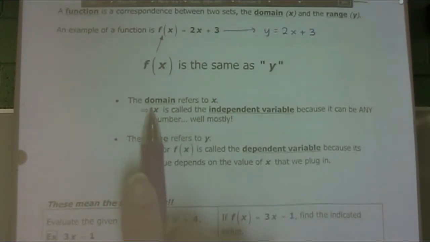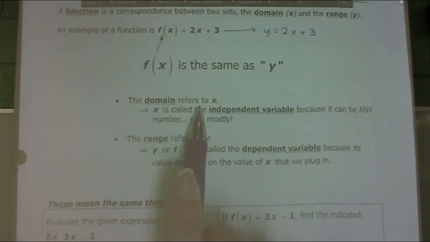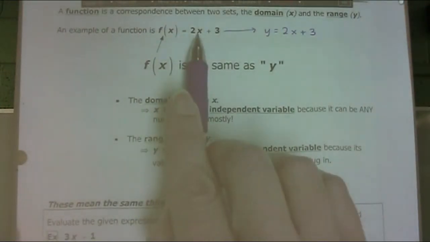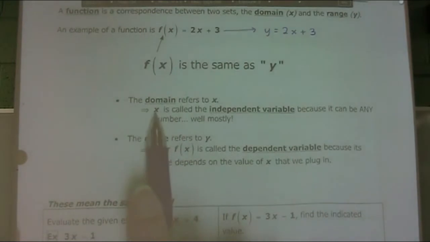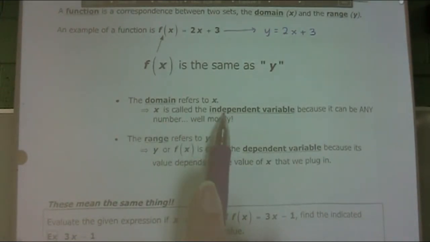the domain refers to x. So the domain is all the values of x that go right here in the function, okay? And x is called the independent variable because it can be any number. Well, mostly, because remember, we're going to find the domain, and sometimes the domain is limited.